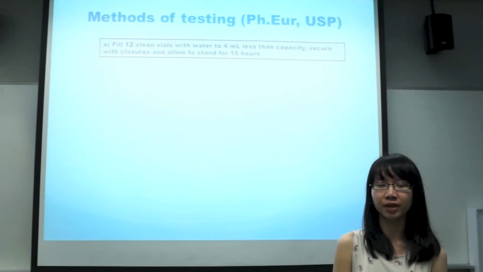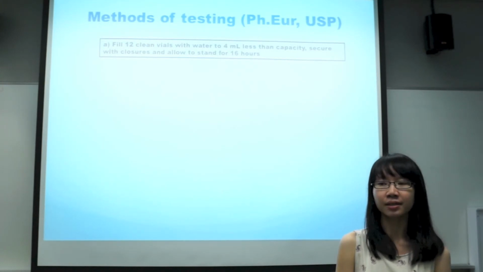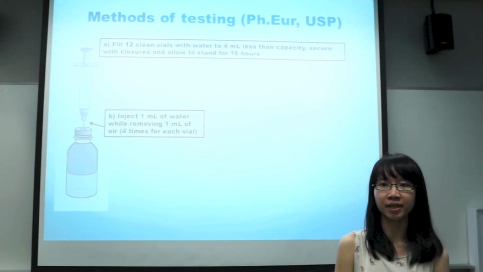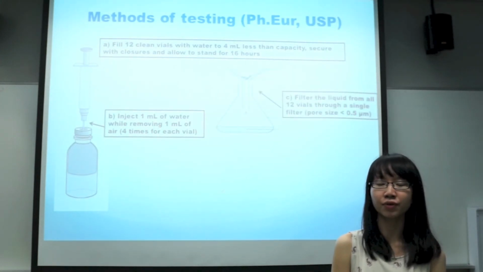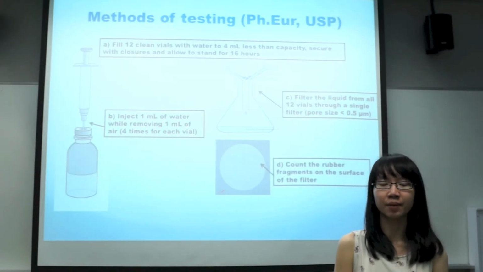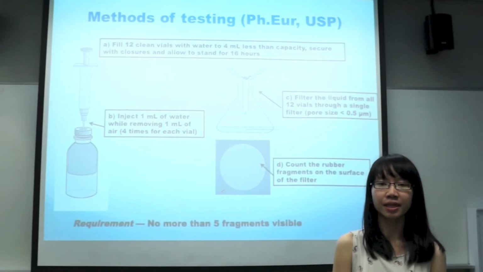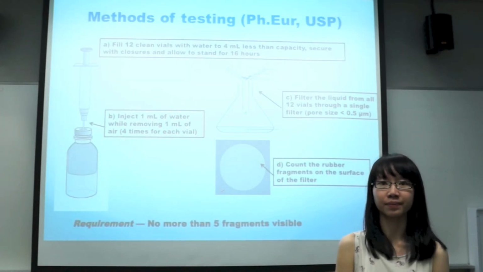This is the method for testing for fragmentation as recommended by the USP and European pharmacopoeias. First, fill 12 clean vials with water to 4 ml less than the capacity, secure with rubber closures and allow to stand for 16 hours. Then, inject 1 ml of water into each vial while removing 1 ml of air. Do this 4 times for each vial at different locations on the rubber closure. Then filter the liquid from all 12 vials through a single filter with pore size less than 0.5 microns. Lastly, visually count the number of rubber fragments retained on the surface of the filter. To pass the test, there must not be more than 5 fragments visible.